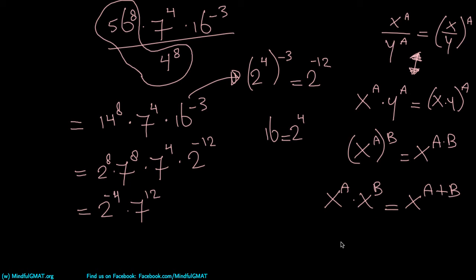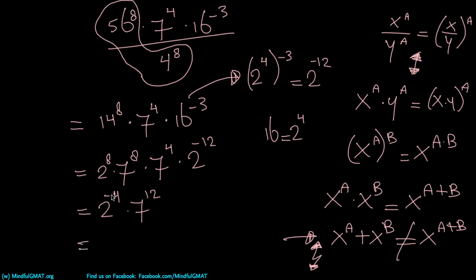Very importantly here is that x to the power a plus x to the power b, that is not x to the power a plus b. We deal with this extensively in session 2, but you know, this is very important. This doesn't apply, and it's very tempting for many people to apply this, but that leads you to the wrong answer. Okay, anyway, we get 2 to the power minus 4 times 7 to the power 12.